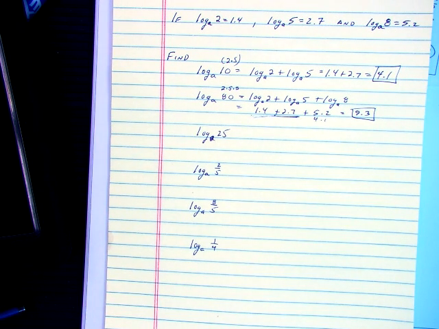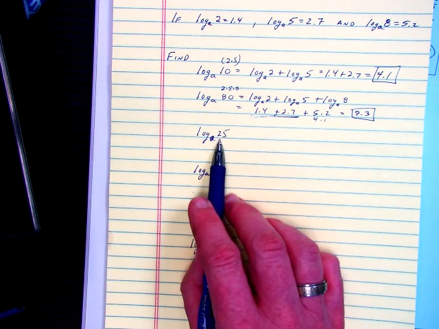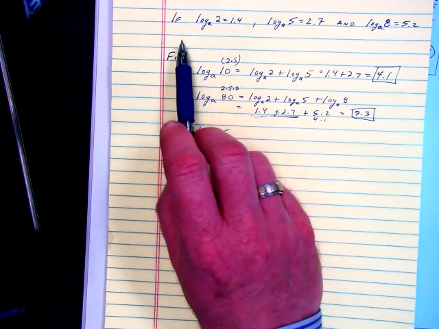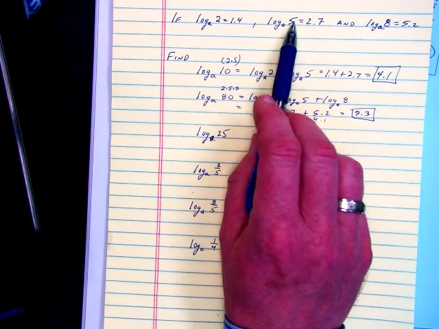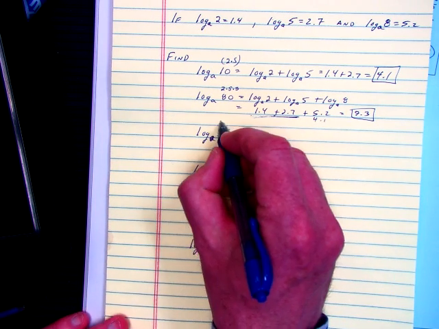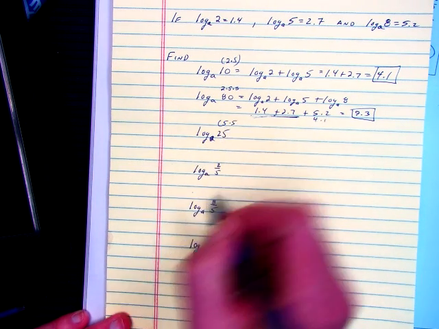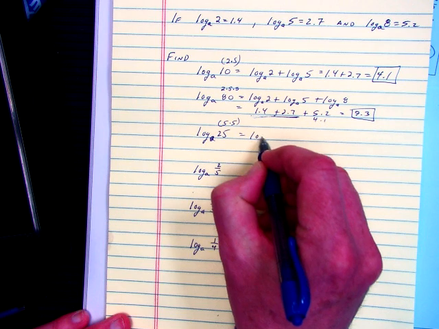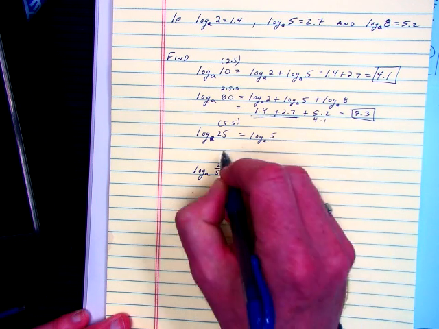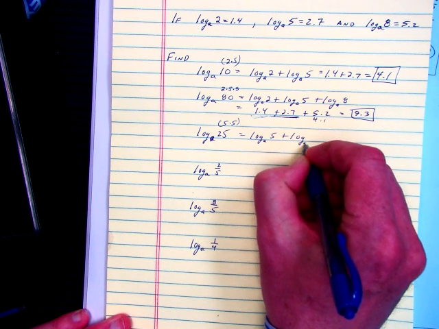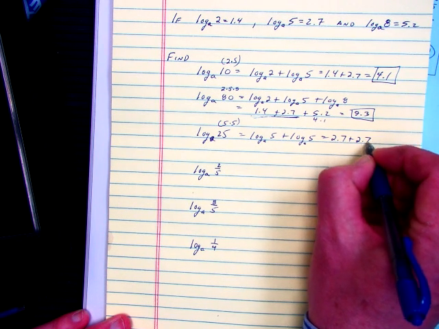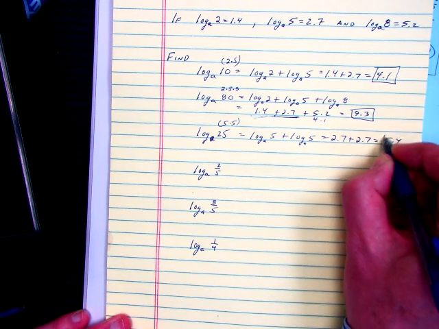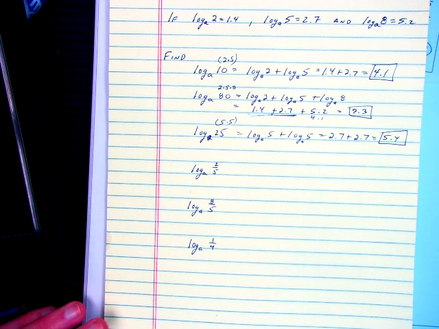Okay? All right, so the next one, I've got to see, can I break 25 into a product of any of these numbers? Well, 2, no, not there. Oh, wait a minute, what about 5 times itself? Okay, so what that's going to be is log base A of 5 plus log base A of 5, which is 2.7 plus 2.7, which gives me 5.4. Okay? So we're just coming up with values using our properties.